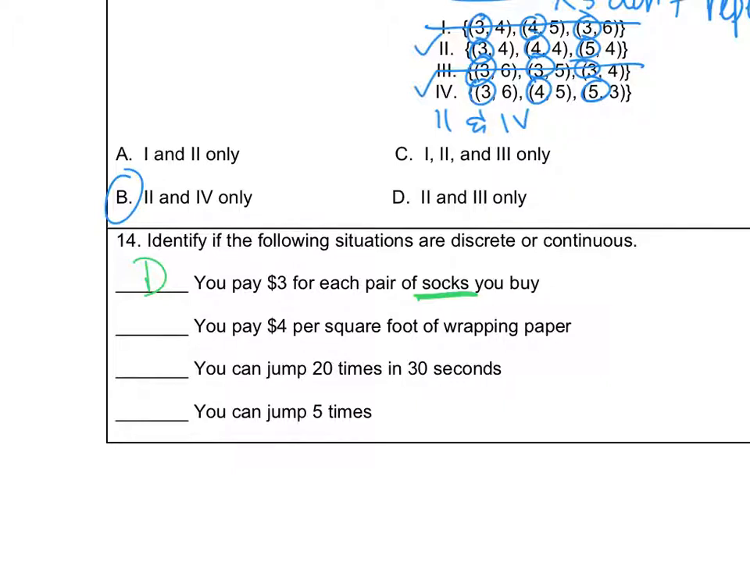You pay $4 per square foot of wrapping paper. Now, wrapping paper, you can break up measurements for square feet, so that would be continuous. So wrapping paper, you could get 1 foot or 2 foot or 3 foot, etc.